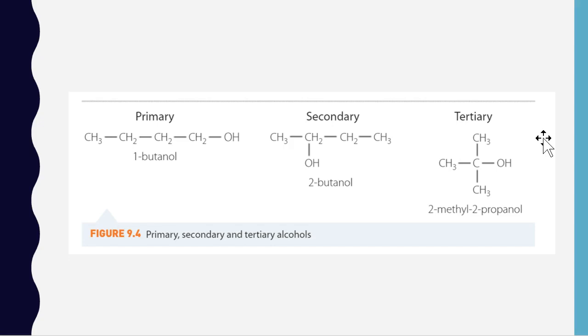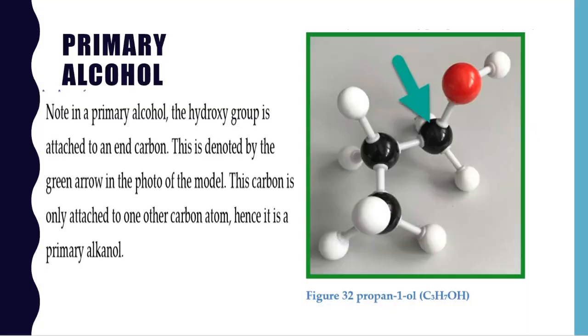So let's look at that in a different form now. So if we look at this one, this is our primary alcohol, and this picture is actually in your booklet. So we're having a look here. The hydroxyl group is attached to an end carbon. So you can see over this way we have our hydrogen, our oxygen, and it's attached to a carbon group. This carbon group here is only attached directly to one other carbon. So it's a primary alcohol.